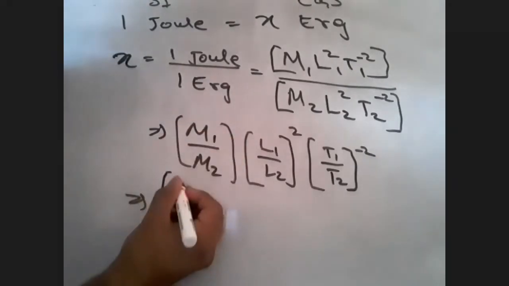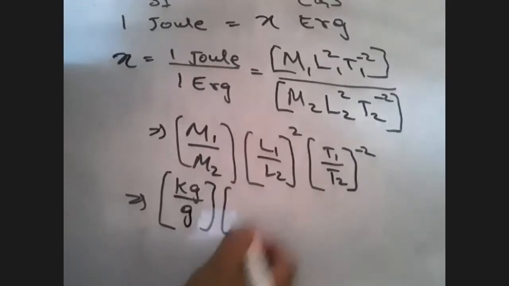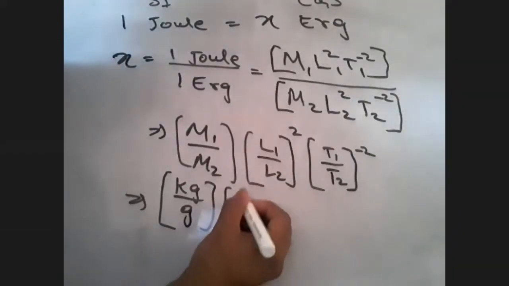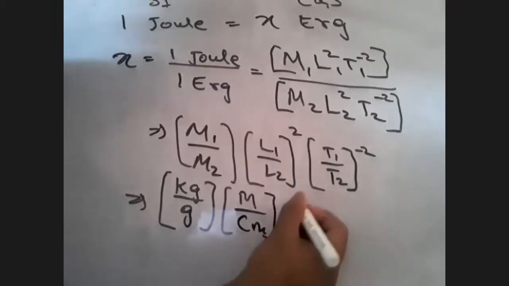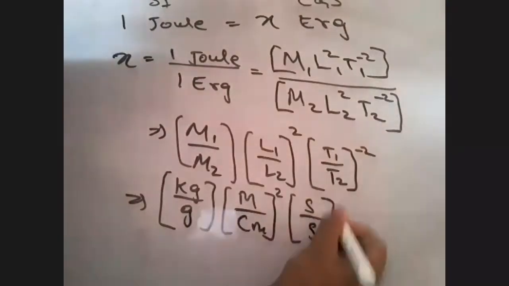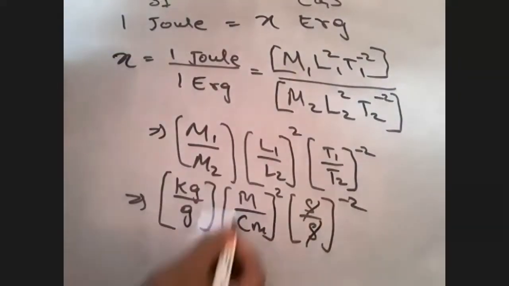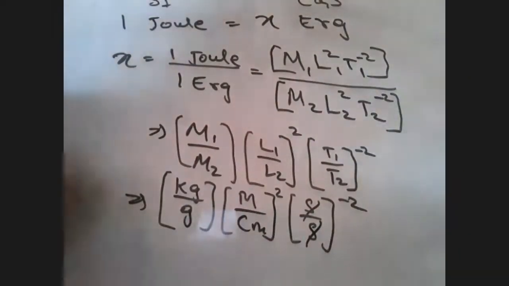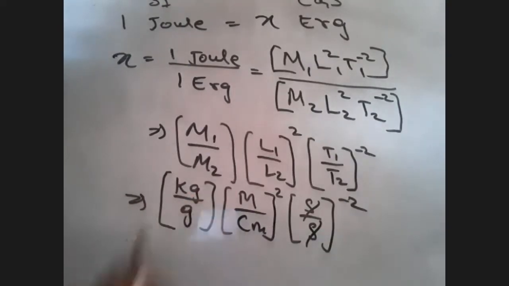So M1 is kg, M2 is g, L1 is meters, L2 is centimeters. T1 upon T2 is second upon second, doesn't matter, it is of no use, negligible. Kg upon g, of course, you're going to get what? How many grams is 1 kg? 10 raised to 3 grams.